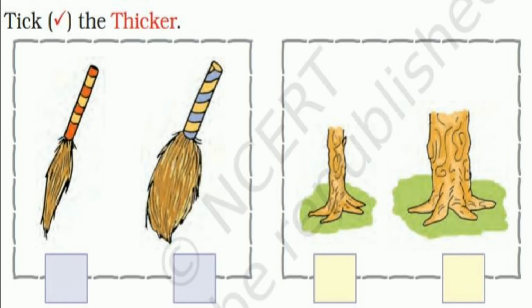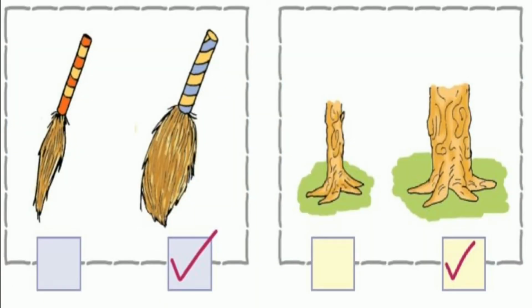Next, here you can see the trunks of two plants. Which is thick, children? The first one or the second one? Yes, the second one is thick, right? So we shall take the second one. The second trunk is thicker than the first one.